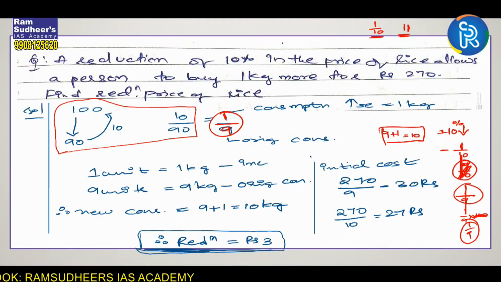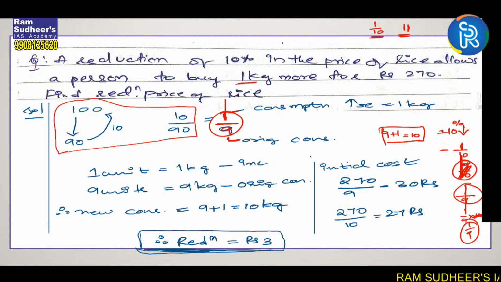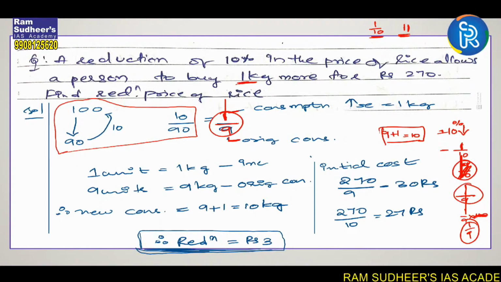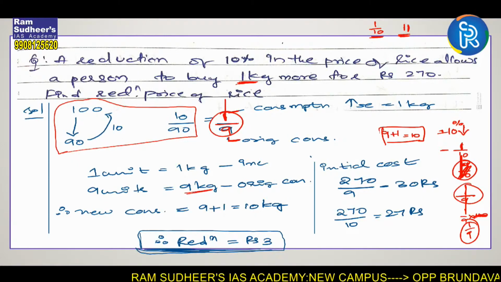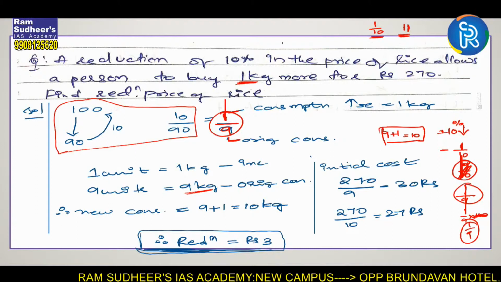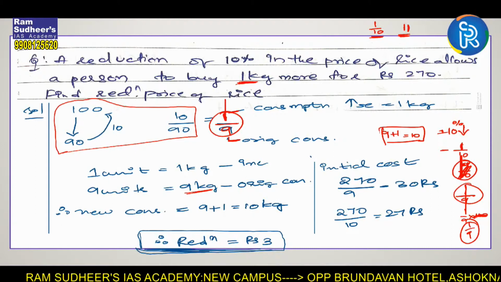Now, 9 is the original consumption of rice, and to maintain her expenditure constant, the housewife should increase her consumption by 1 unit. Therefore, this 1 unit is given in the question as 1 kg, because he is able to buy 1 kg more for the same price. Therefore, this 1 unit is 1 kg, and 9 units would be 9 kgs. So, original consumption was 9 kg, and the new consumption, because of decrease in price, is 10 kg.